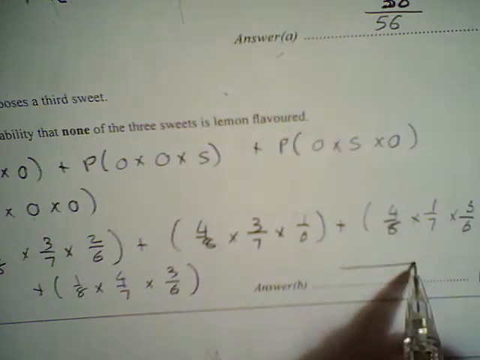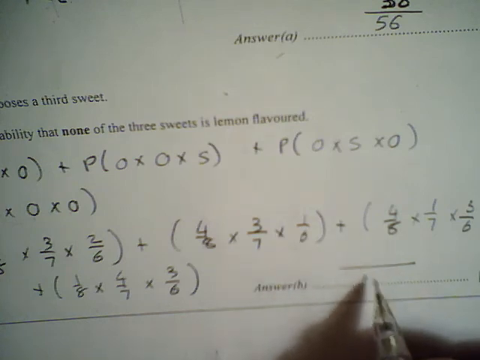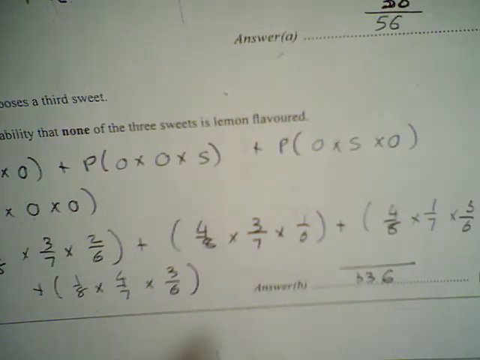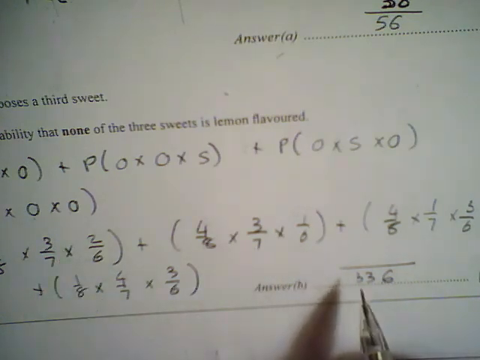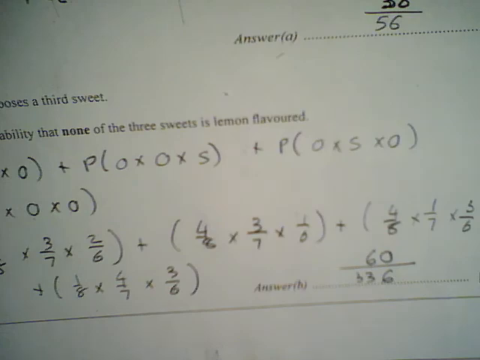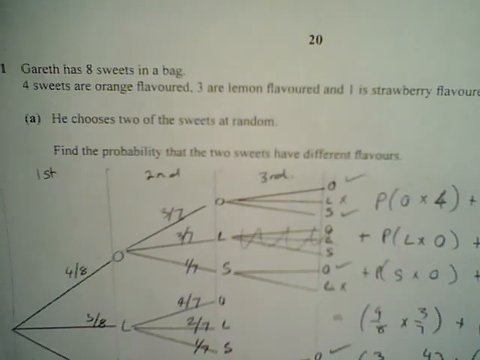Okay, 8 times 7 times 6 would give me 336. Then we have the numerators that we've got to add up, and that would give me 60. Good, ladies and gents, we are done with this paper. There's still another hour left for your time to do the calculations. Good luck and hope to see you in the next one.